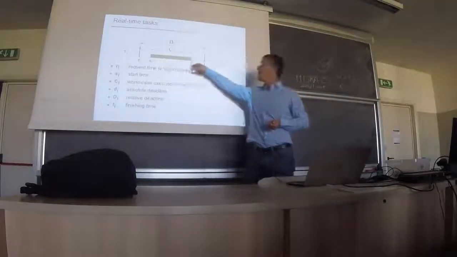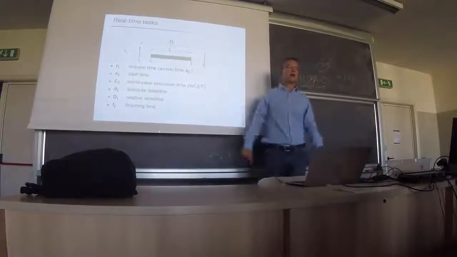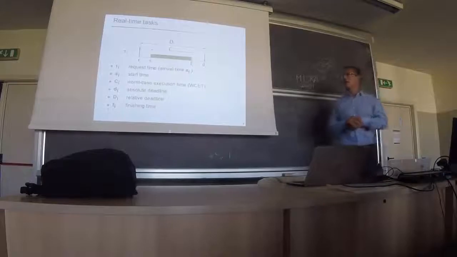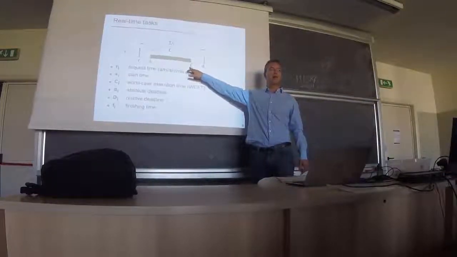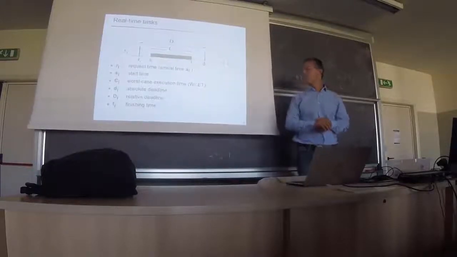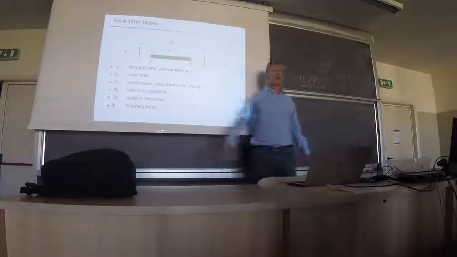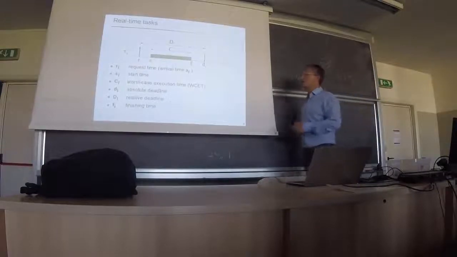Okay, so for a real-time task, we have a deadline. This is the time instant by which I would like my task to have completed execution. So this fi, this completion time, shall be earlier than this deadline. Okay, there is a subtle difference between absolute and relative deadlines. So how do they differ?